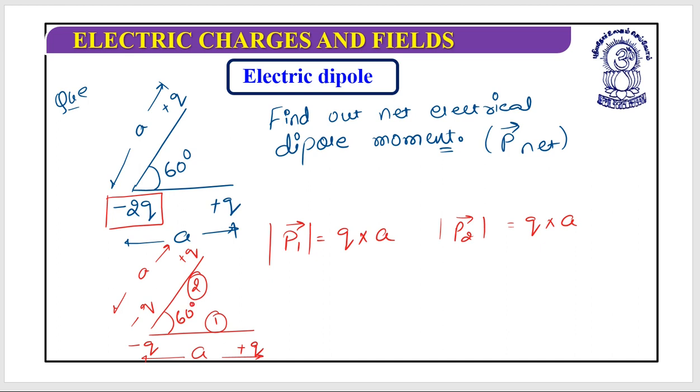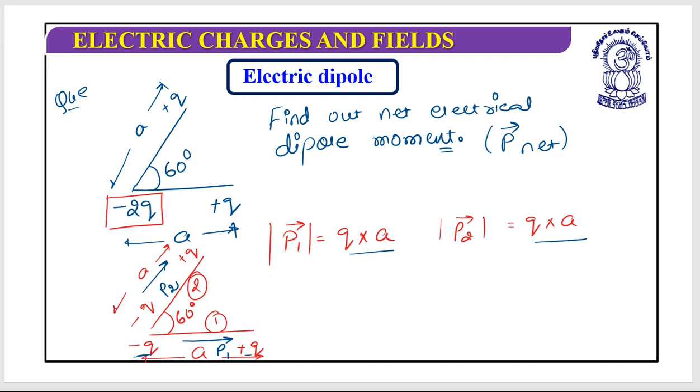Let's find out the directions of both the dipoles. Here it is minus q, here it is plus q, so this is p1. Here it is minus q, here it is plus q, so this is p2. Both have an angle of 60 degrees, and both have the same magnitude.